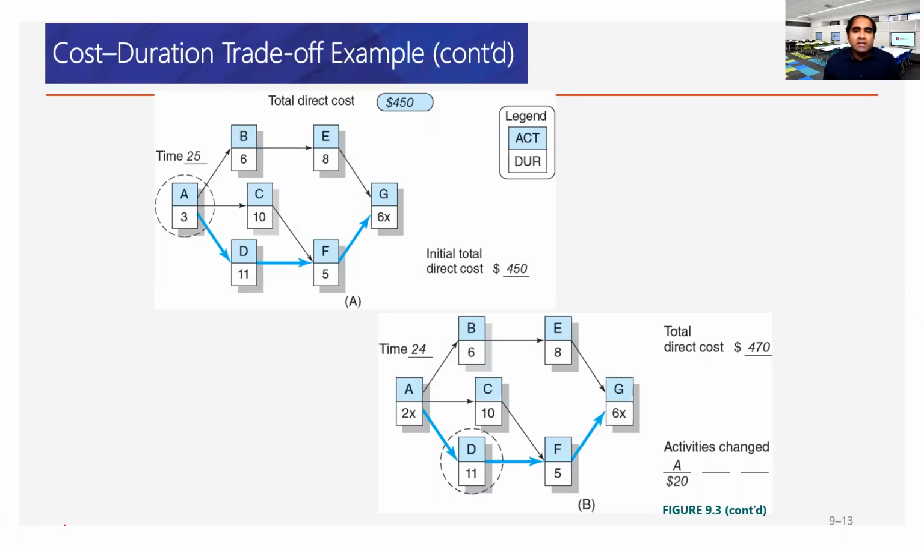Okay, so next is an example here. If we have a typical project with a duration of 25 days and a total direct cost of $450. Now, if you look here, this is the activity and this is the duration, and DOR for duration.